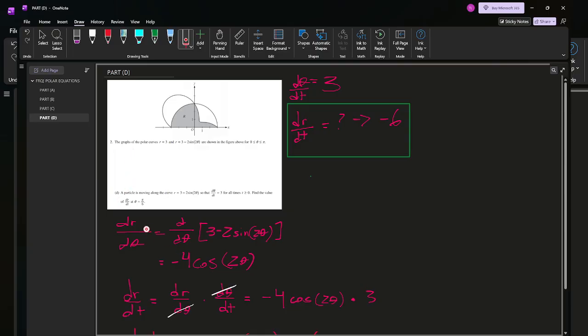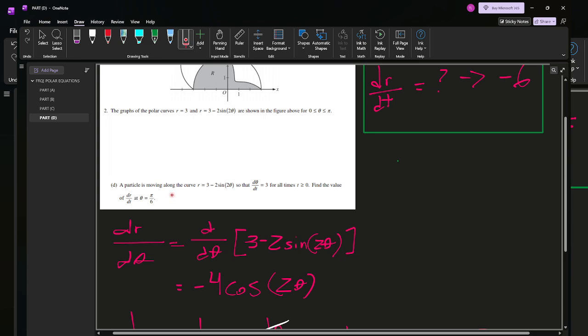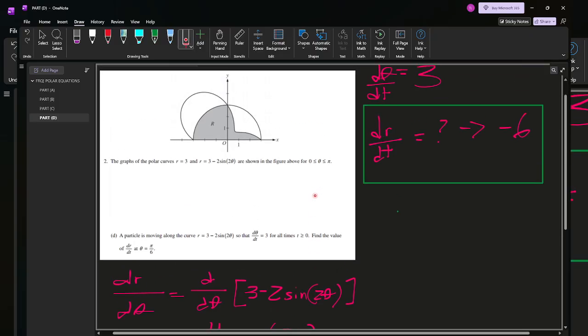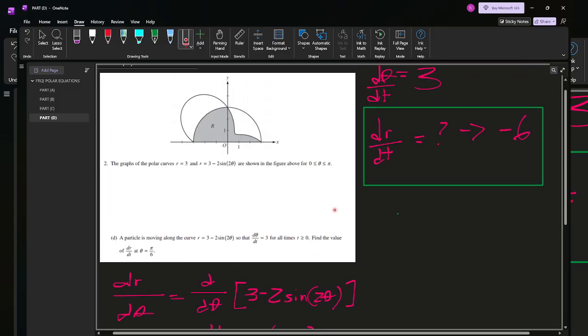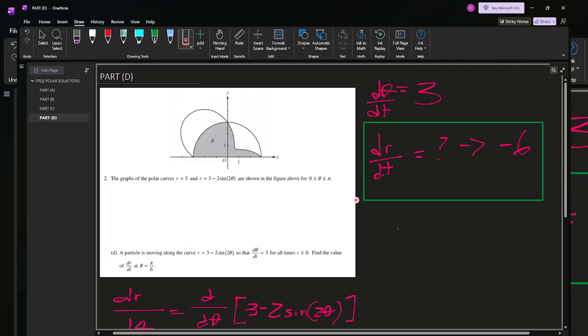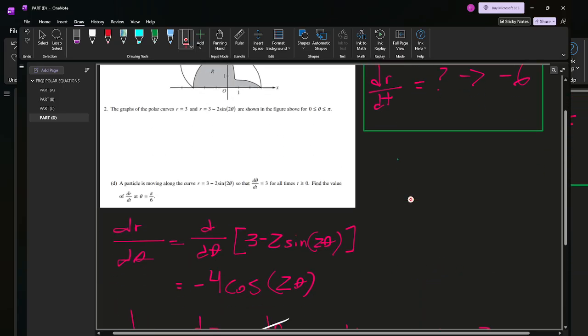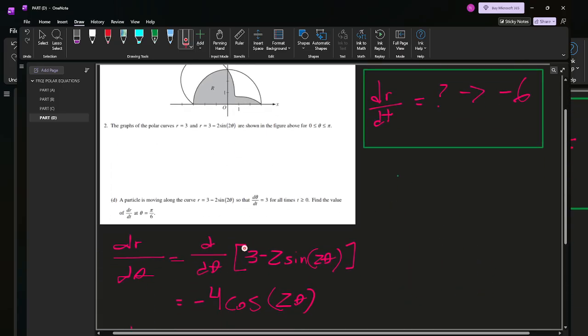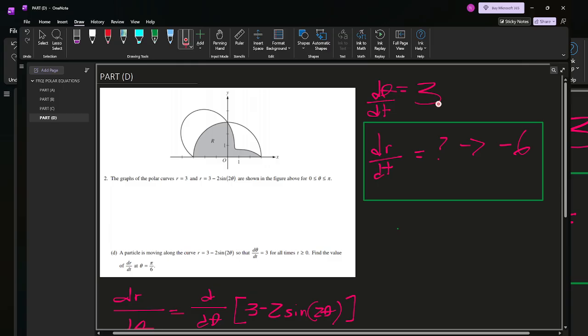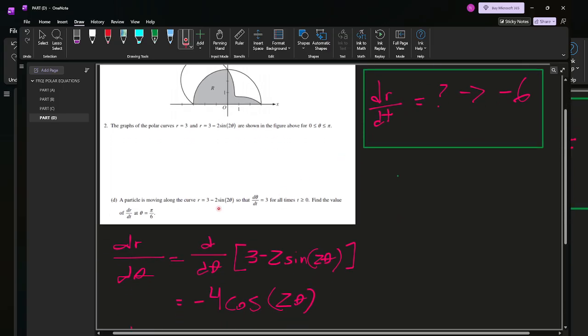Now part D. A particle is moving along the curve r equals 3 minus 2 sine 2 theta, so that d theta over dt equals 3 for all times t greater than 0. Find the value of dr over dt at theta equals pi over 6. So we know that d theta over dt equals 3, which is really nice. And they give us this r function over here.